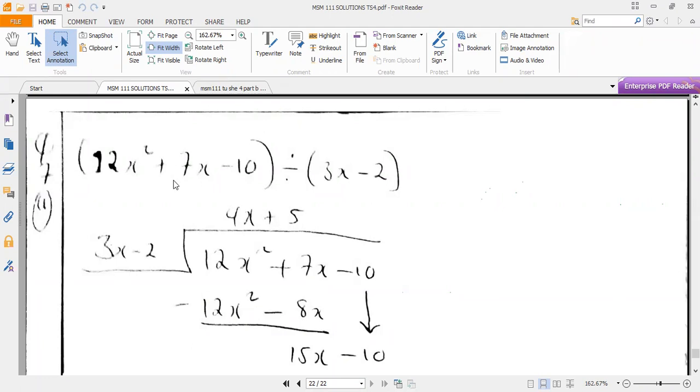So we are here now using the polynomial. Keep in mind that here, when the coefficient of x in your divisor is 3, just know that you don't have to use synthetic division.